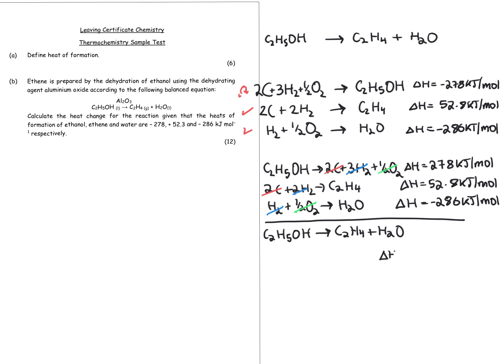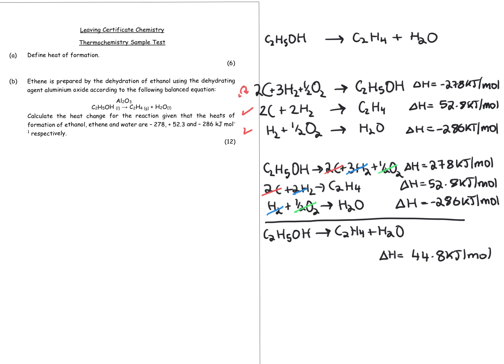Then we just need to calculate the delta H, and again to do that we just need to add the numbers that are on the second set that we have here. So we start with 287 and then we're going to have to plus 52.8 to that, and then take away 286. And when we do that, we'll be left with 44.8 kilojoules per mole. Okay, so if we go back and just make sure we don't need to do anything, we don't need to divide by any numbers or anything like that, it says ethene is prepared by the dehydration of ethanol using the dehydrating agent aluminium oxide according to the following equation.